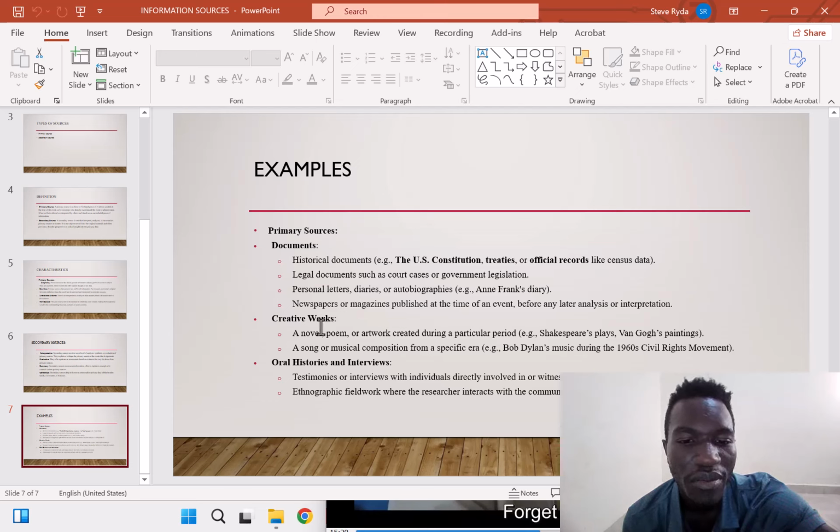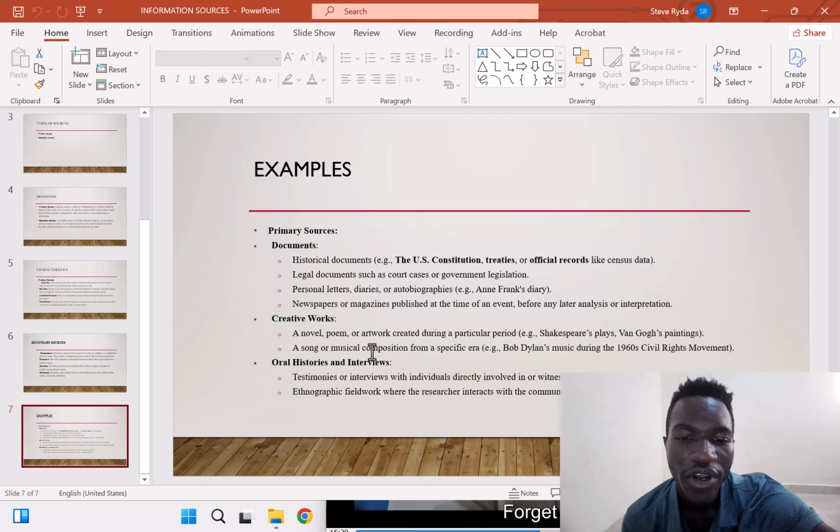We have newspapers and magazines published at the time of an event, before any later analysis or interpretation. So like newspapers, of course, when you read news, these are primary sources, but in the form of a document. We have magazines that talk about parties of a certain event, a certain wedding, these high school parties, these college parties. It is in the form of a magazine, but it is a primary source because it is talking about the event that was there.